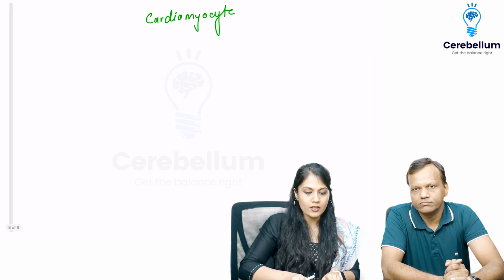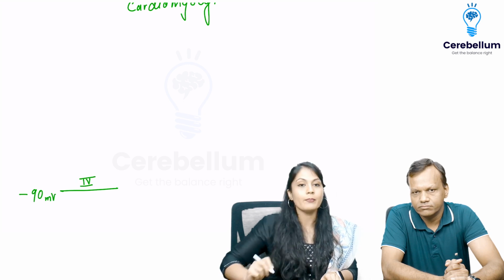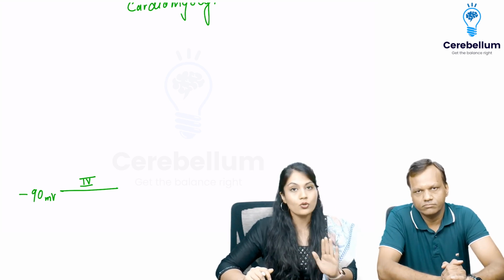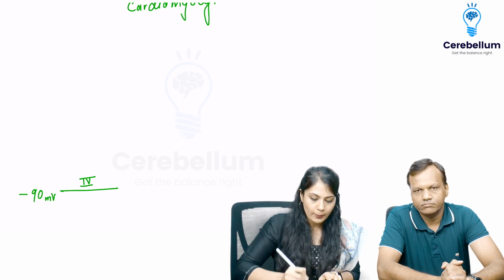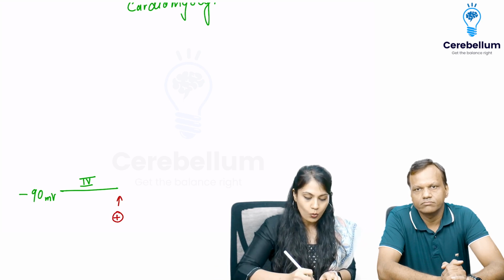First thing first, we always start from the RMP. What is the RMP of the heart? That is nothing but minus 90 mV. That is the RMP. And remember that the RMP is always and always phase 4. It is not phase 0. It is not phase 1. It is always phase 4. As soon as the Purkinje cells are going to stimulate my cardiac muscle cells, what is going to happen?